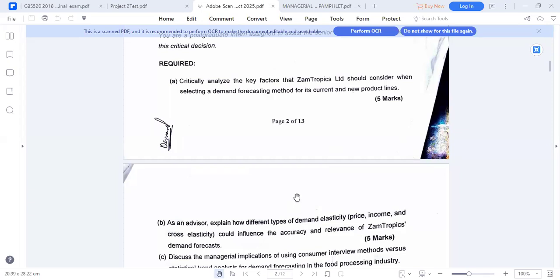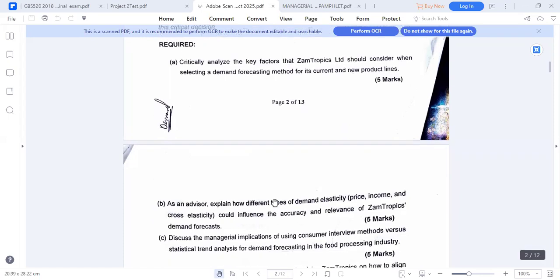(b) As an advisor, explain how different types of demand elasticity, be it price, income, or cross, can influence the accuracy and relevance of Zamtropics' demand forecast. And (c) discuss the managerial implications of using consumer interview methods versus statistical trend analysis for forecasting demand in the processing industry. Okay, so basically, what are we looking at here?